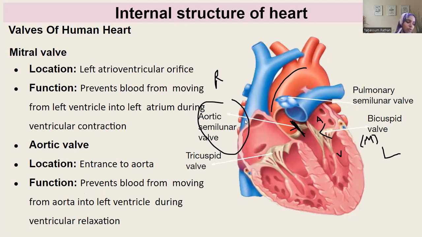So basically, what are these valves doing? These valves are preventing the backflow of the blood to the chamber from which it entered. In that sense, the blood should not flow backwards.